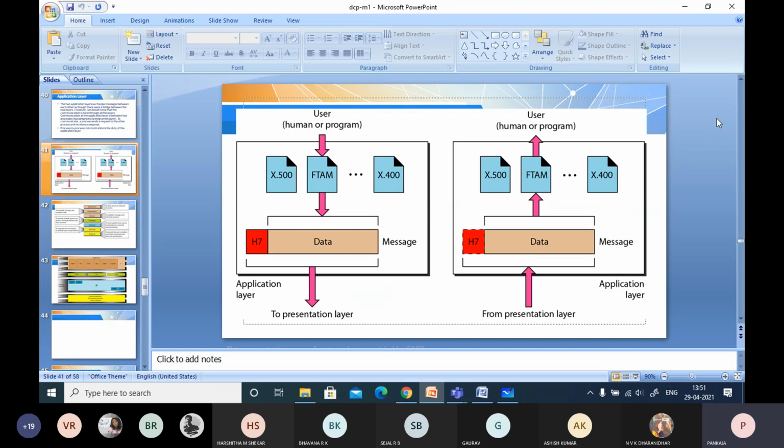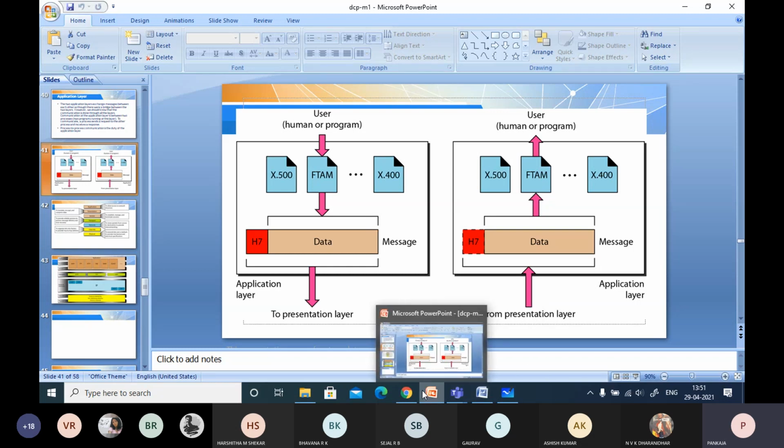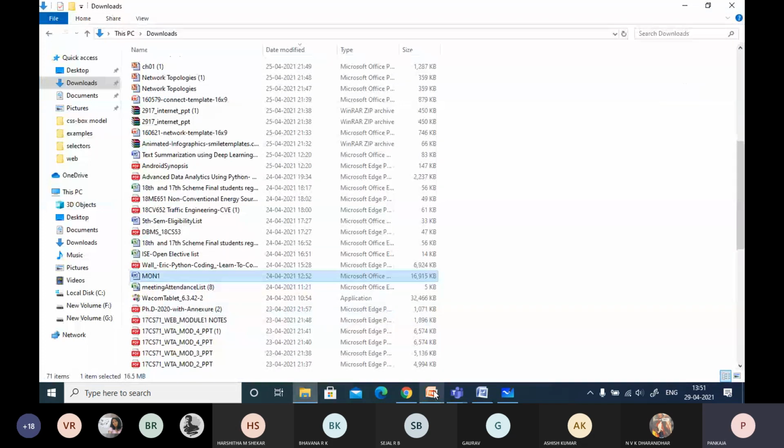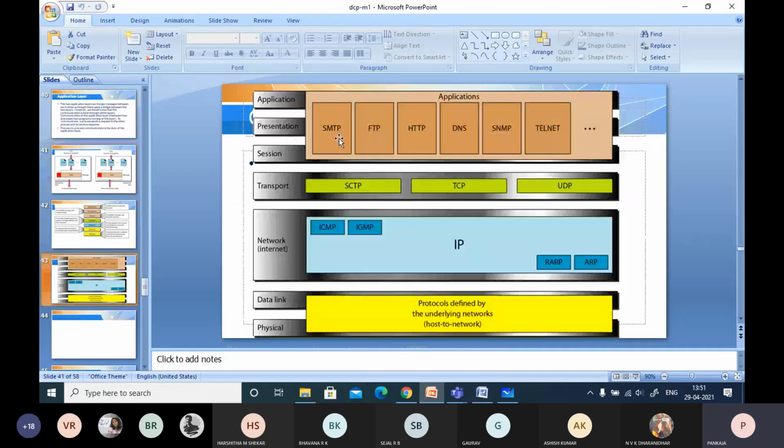Okay, so there are so many protocols available at the application layer. You can just observe the commonly used ones. Whenever you want to open any web page, the most required is HTTP. Okay, so it is an application layer protocol.